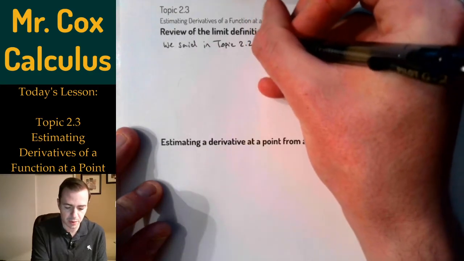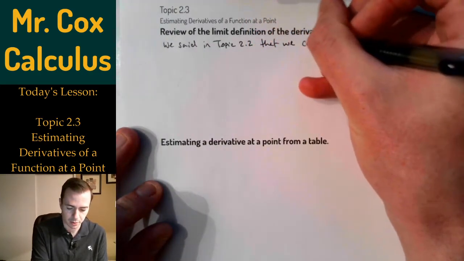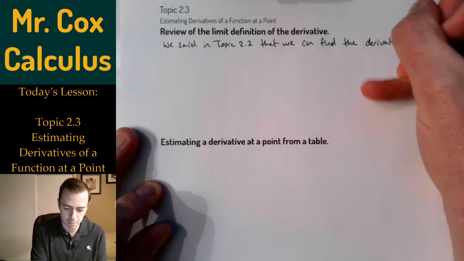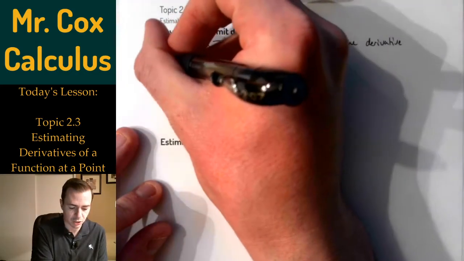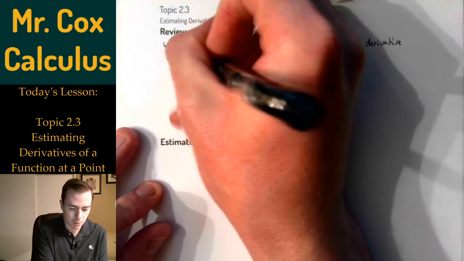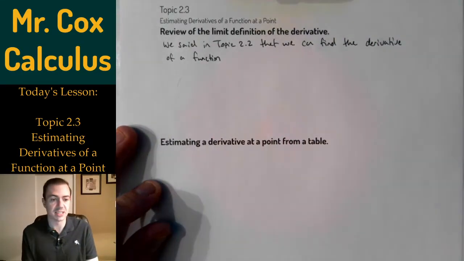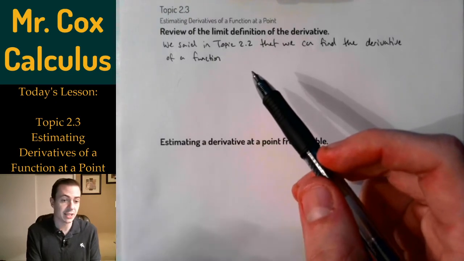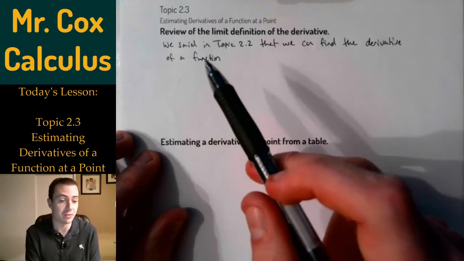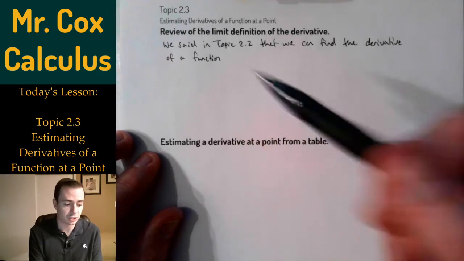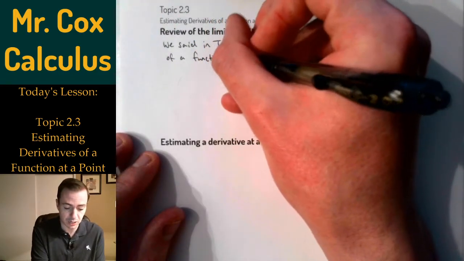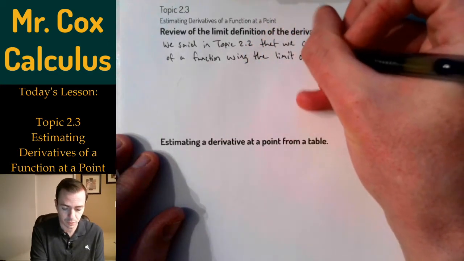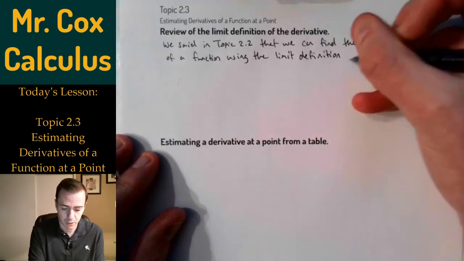that we can find the derivative of a function. And I'll remind you, since this is kind of new here in our calculus endeavor, that the derivative of a function is a function itself that describes the rate of change of the original function. And so we can find that derivative using what we call the limit definition of the derivative.